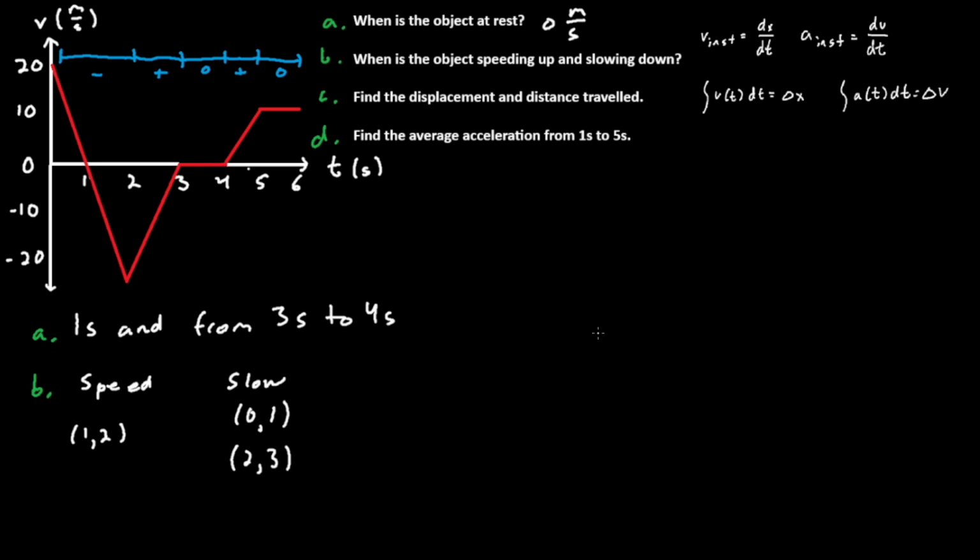Okay, how about from 4 to 5? Well, from 4 to 5, velocity is positive as it's above 0 on this graph, and acceleration is also positive. So we are speeding up from 4 to 5.